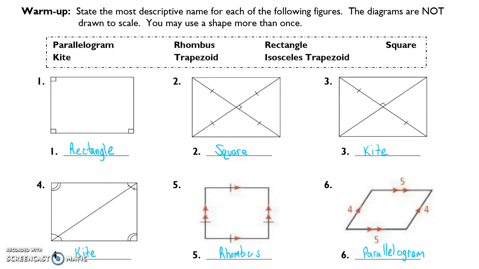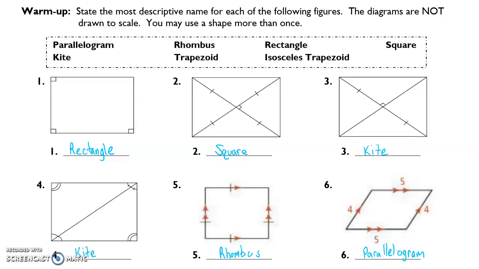And here we go. Number 1 is a rectangle. We know that it has right angles. That's all we know. That's a rectangle. Number 2 is a square. We can tell from the markings that all 4 of those segments are congruent, which means my diagonals are both congruent and bisected. The fact that they are perpendicular seals the deal. It's a square.